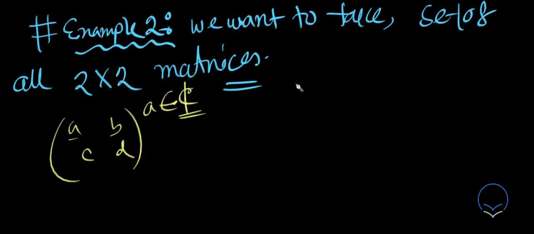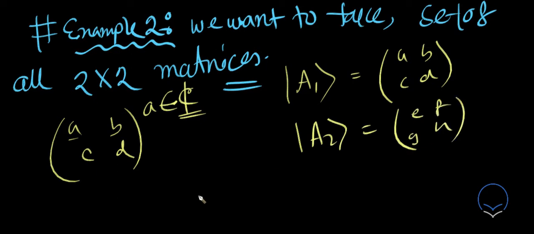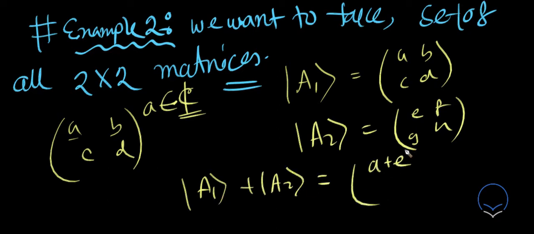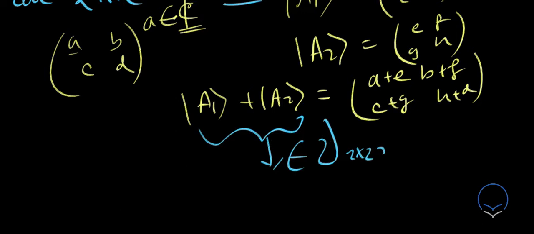You can see that any matrix, let's say I'm calling this matrix A1, will be a part of a vector space, and let's call it A, B, C, D. And take another matrix A2, let's call it E, F, G, H. If I add them, this is just A plus E, B plus F, C plus G, D plus H. So as you can see, this whole thing also belongs to that vector space of 2 cross 2 matrices.